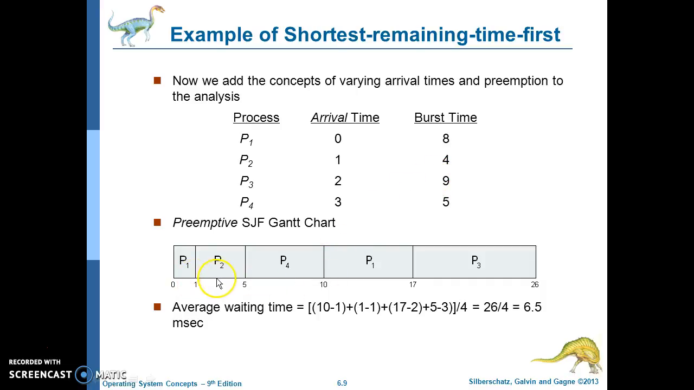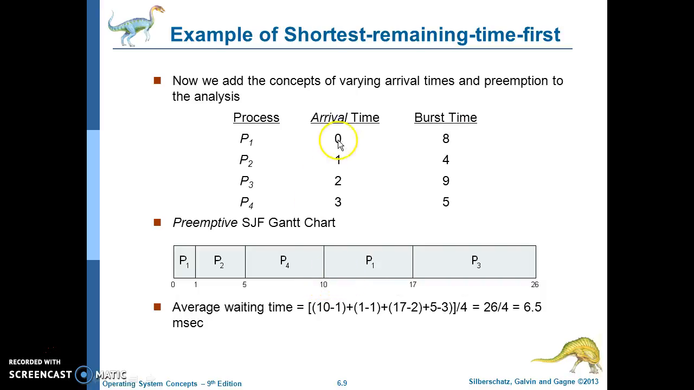So P2 is allotted from 1 to 5. Once P2 is done with completion, it leaves the CPU. Next, P4 is allotted instead of P3. The reason is P4's burst time is less than P3's. So P4 is allotted till completion.